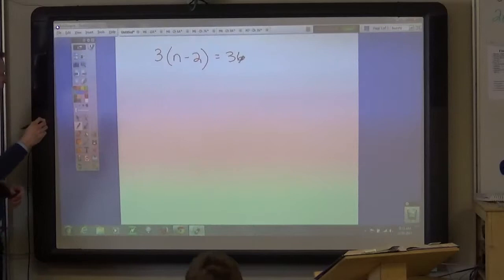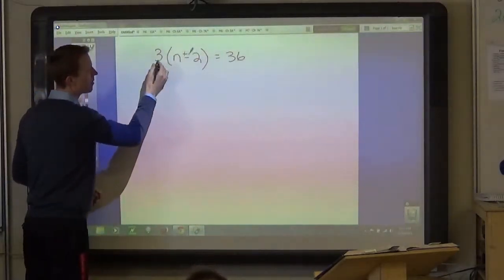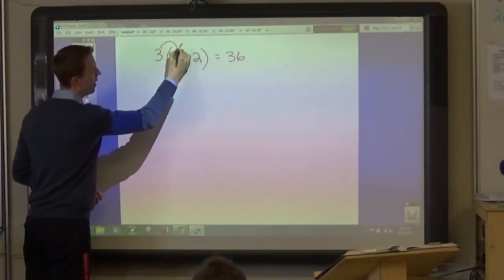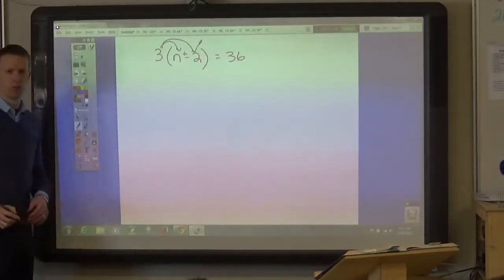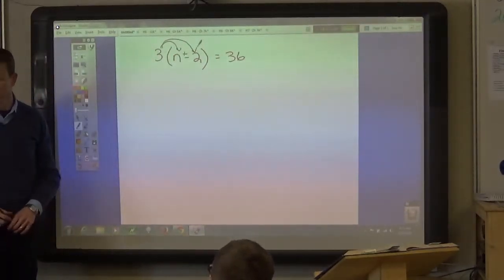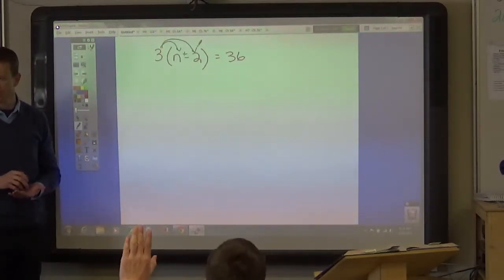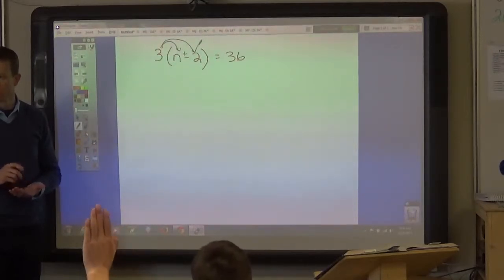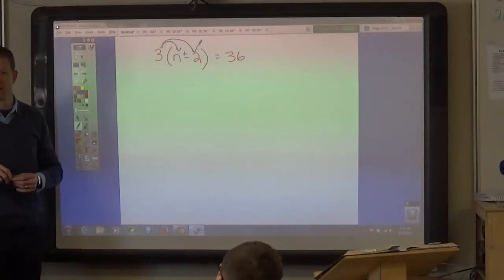Insert what, Dylan? Plus sign. Insert a plus sign, right. To make this 3 times n and 3 times negative 2. Draw those arrows over the top of the parentheses. Draw the arrows over the top of the parentheses. Okay? Then solve it. Finish solving it.